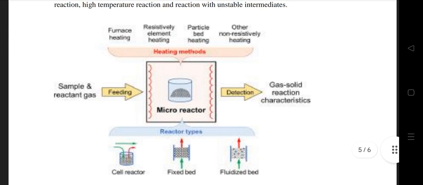In this, as you can see, the sample and the reactant gas are fed into the microreactor, and the heating methods are different. We can use furnace heating, element heating, particle bed heating, or other non-resistive heating. And the reactor type can be a fluidized bed, fixed bed, or cell reactor, but it is a microreactor. And we decide the direction of the reactor, and then we can obtain the gas solid reaction characteristics.